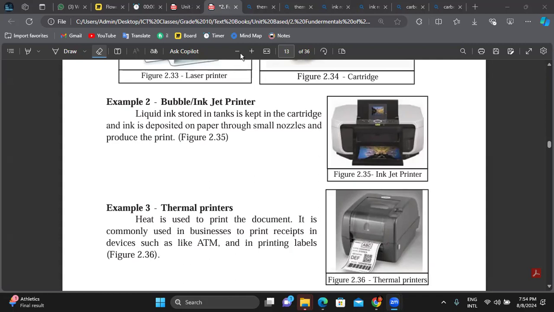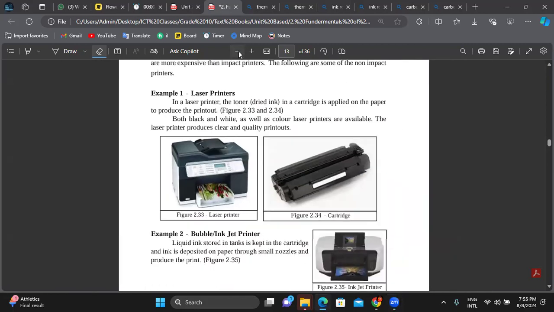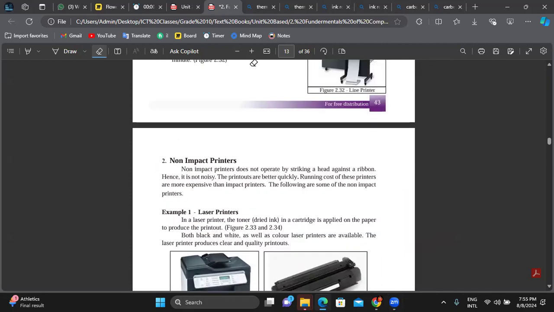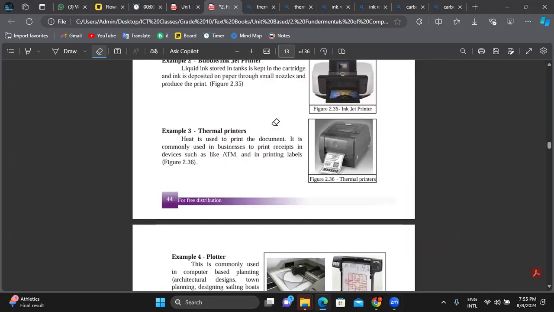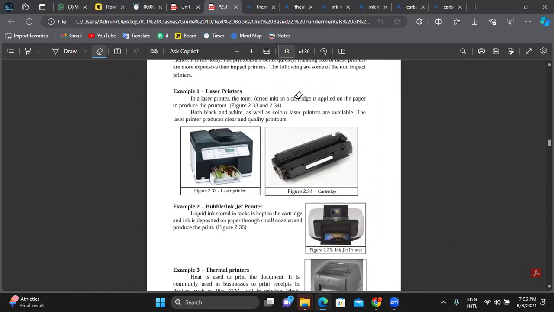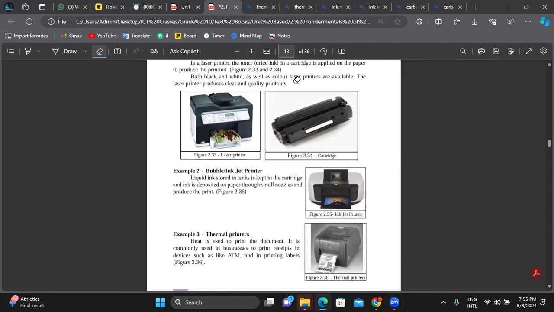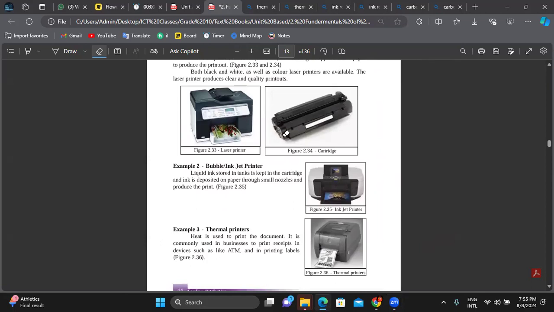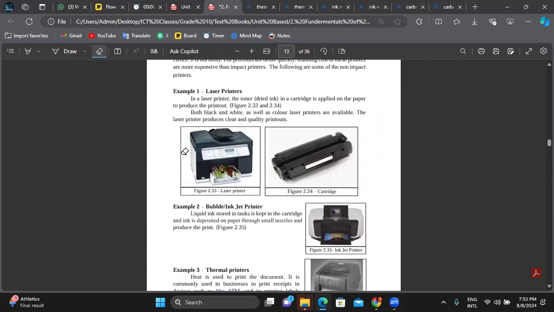These are not going to be tested on your oral paper. Small parts of these will be tested in your MCQ. So you need to have an idea, but you don't need to memorize these. Okay. So we'll go from the basic laser printer, bubble inkjet printer, thermal printer. We'll read it and finish it off.